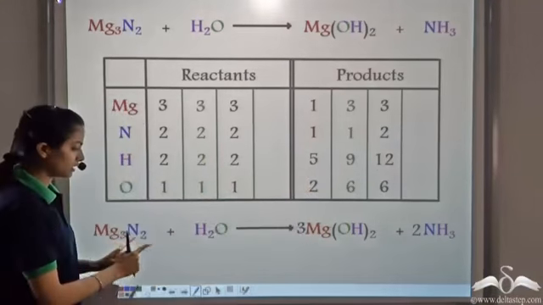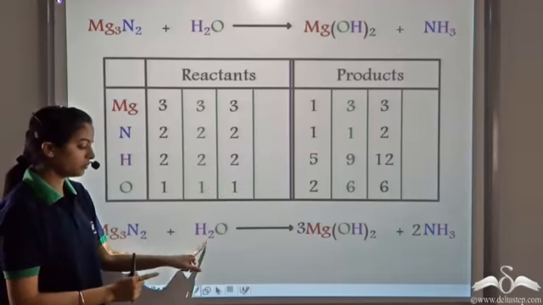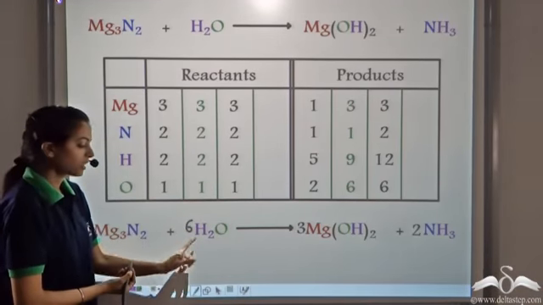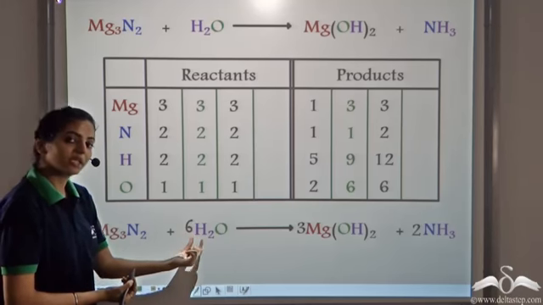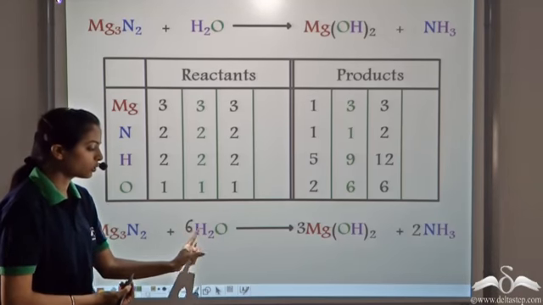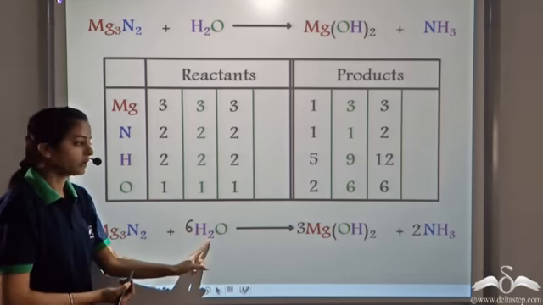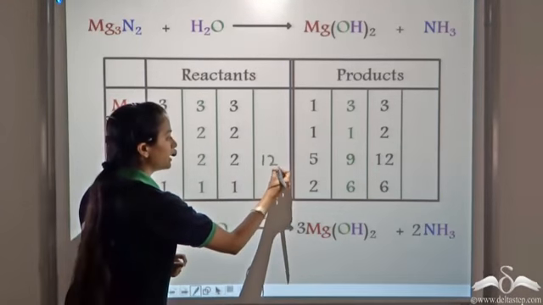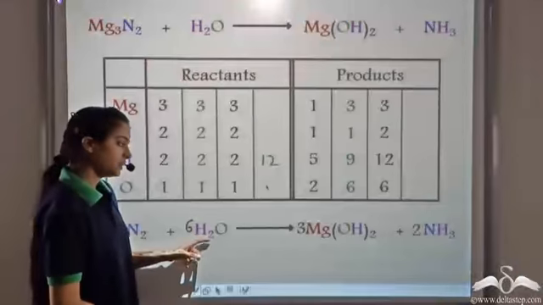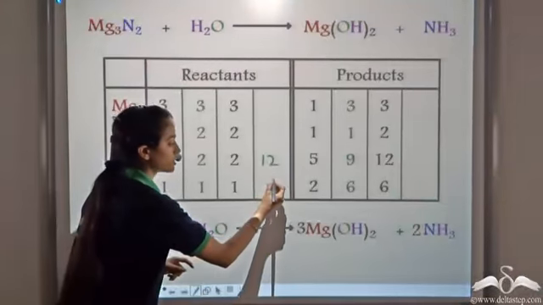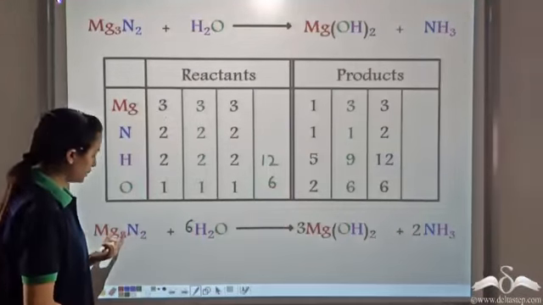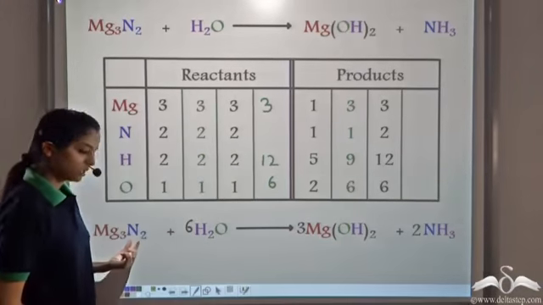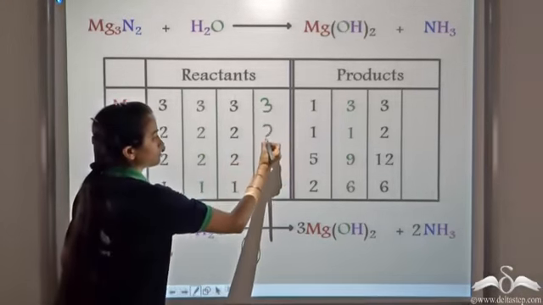So now if we look at our equation, in order to get 12 on this side, we can multiply this by 6. When we multiply this by 6, we get 6 molecules of H2O. So overall we get 12 atoms of hydrogen. So now we have 12 atoms of hydrogen. We have 6 atoms of oxygen. And these remain the same. So we have 3 atoms of magnesium and 2 atoms of nitrogen.